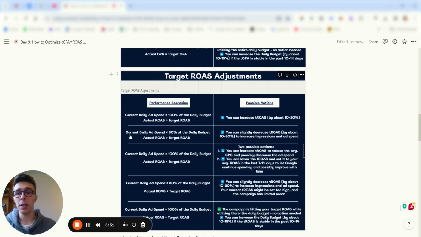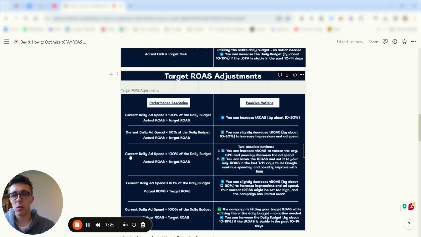The second scenario is when your current daily spend is less than 80% of your daily budget, like let's say that you're spending, I don't know, $60 when your daily budget is around 100, but your ROAS is higher than your desired ROAS. You can slightly decrease the target ROAS by about 10 to 20% to increase impressions and ad spend as well.